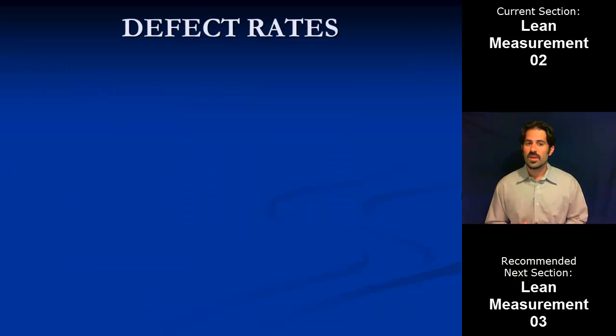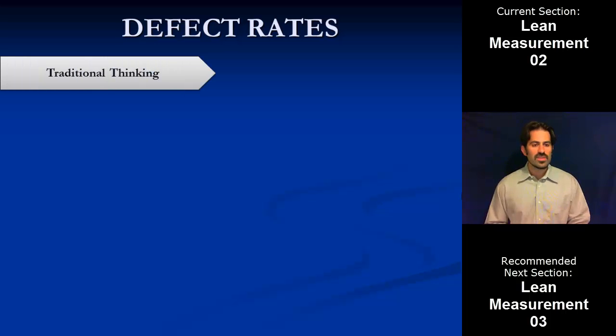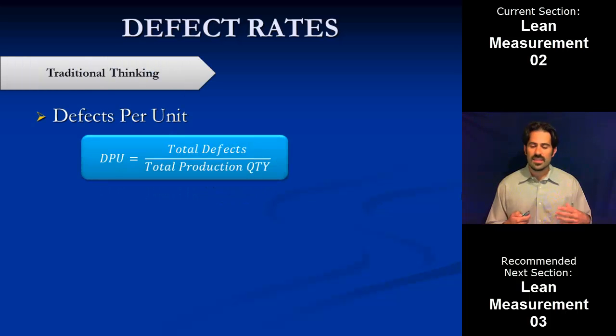And the next thing we're going to talk about quickly is this idea of defect rates. Something everyone's familiar with. Everyone uses it in some form or fashion. The traditional way of thinking about that is this idea of defects per unit, which is pretty standard. You take the total amount of defects and you divide it by the total production quantity.